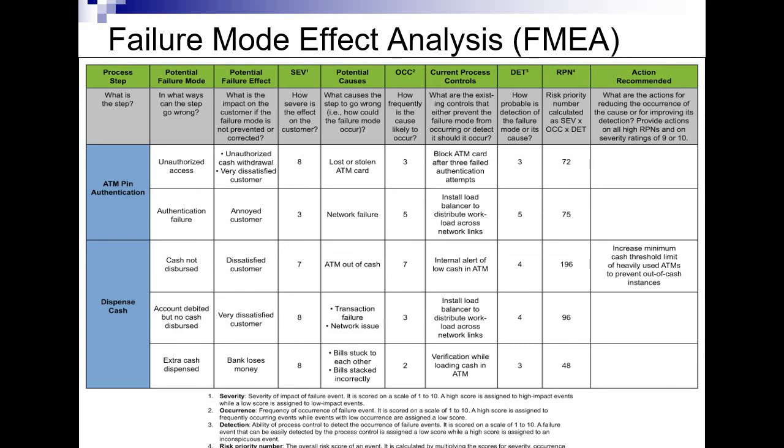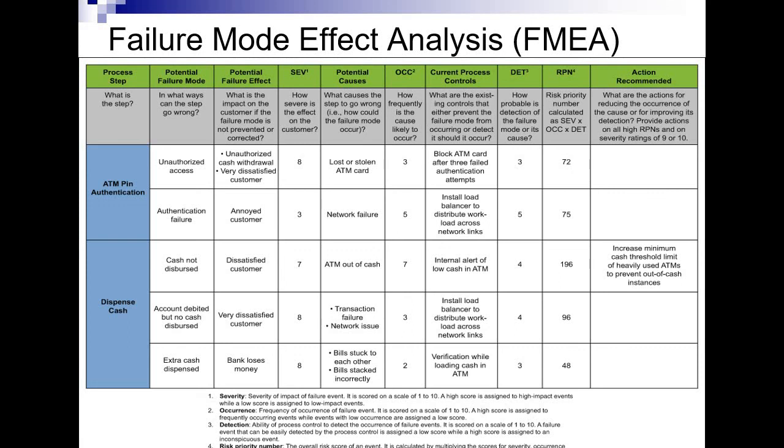Out of that, the highest risk that is being assigned, or the highest number that is assigned, is 196 to cash not disbursed, which means that the likelihood of this risk is very high. So you have a dissatisfied customer, the ATM has run out of cash, an internal alert of low cash in the ATM is there, but then the cash is not being replaced very frequently.